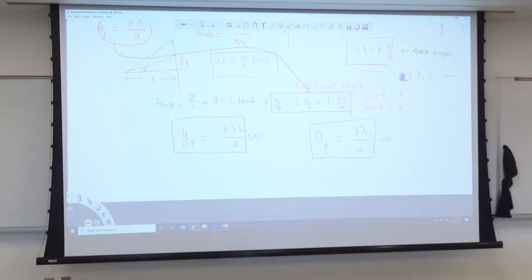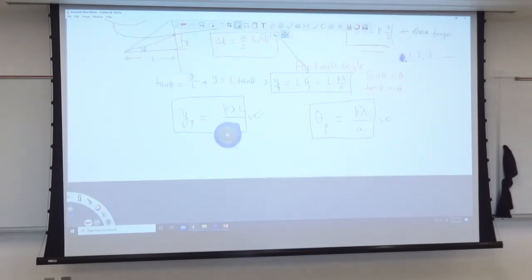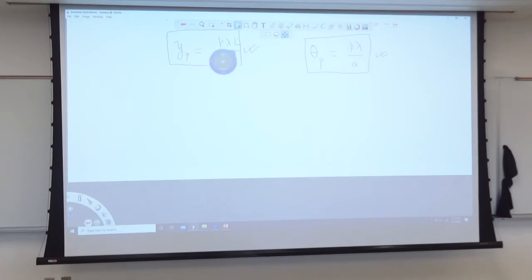Okay, so let me draw it again here. So we have the central line, and the center is the bright fringe. That's the bright fringe. And then we have dark. This is the dark one, P equal to 1, dark 1. And then we have bright again, and the next dark, P equal to 2. And then bright again, next dark, P equal to 3. We are talking about the dark fringes here.